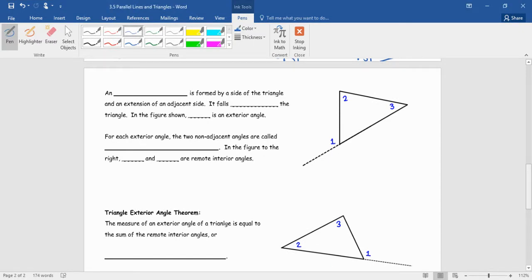So we had the angles inside a triangle add up to 180. Technically, those are called interior angles because they're inside the triangle. Out here, when you have an angle like this, like angle 1 that's outside the triangle, this is called an exterior angle. So an exterior, that's horrible handwriting. I'm so sorry.